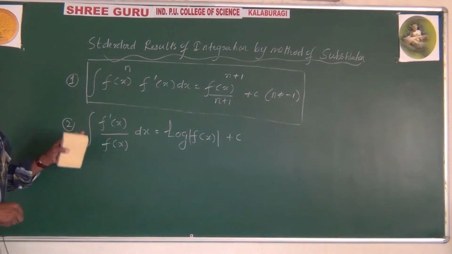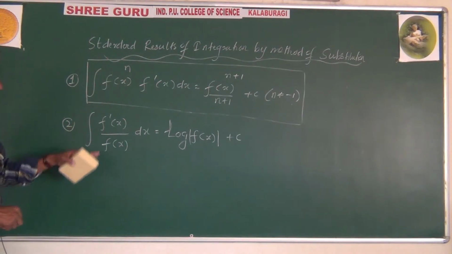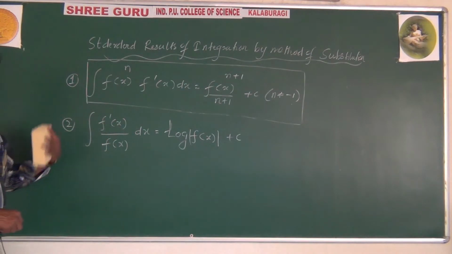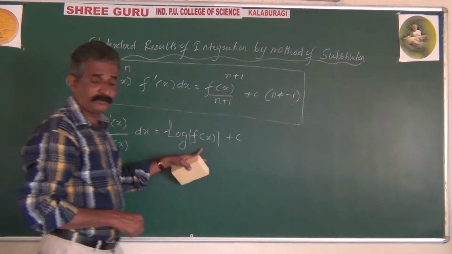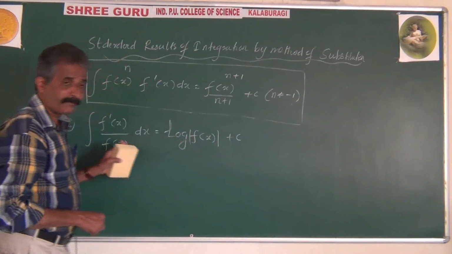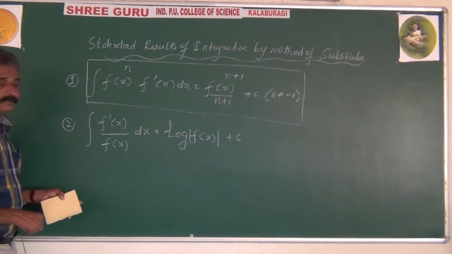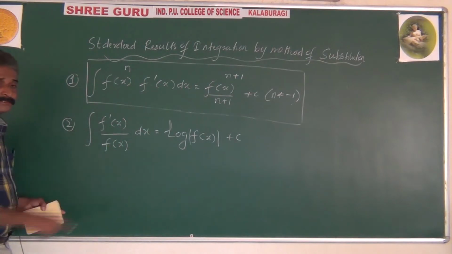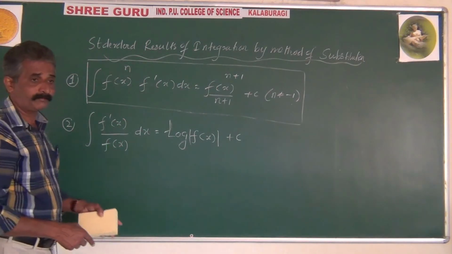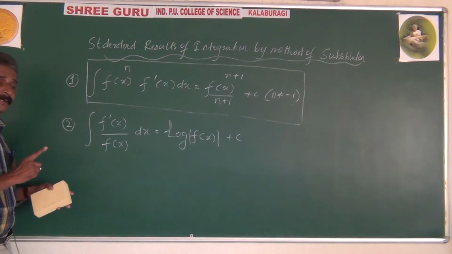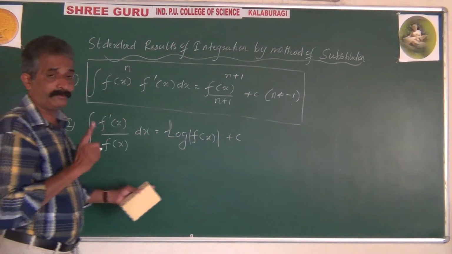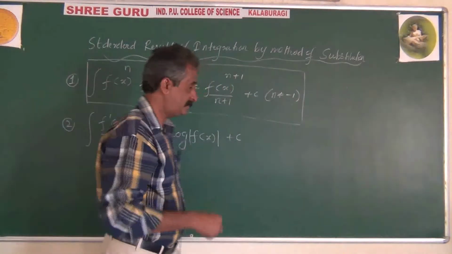And what this formula says is that whenever we have the numerator as the perfect derivative of the denominator, then the answer will be log of denominator, because f of x is in the denominator position, provided the numerator must be the exact differentiation of the denominator. If not, we have to make adjustment with constants, but not with variables. With constants we can make adjustment.